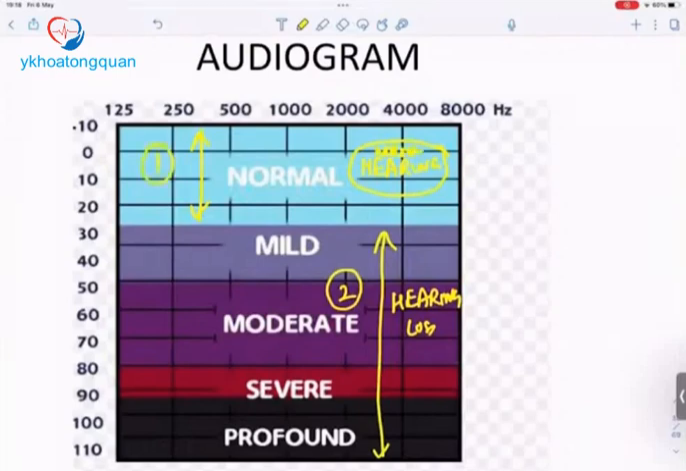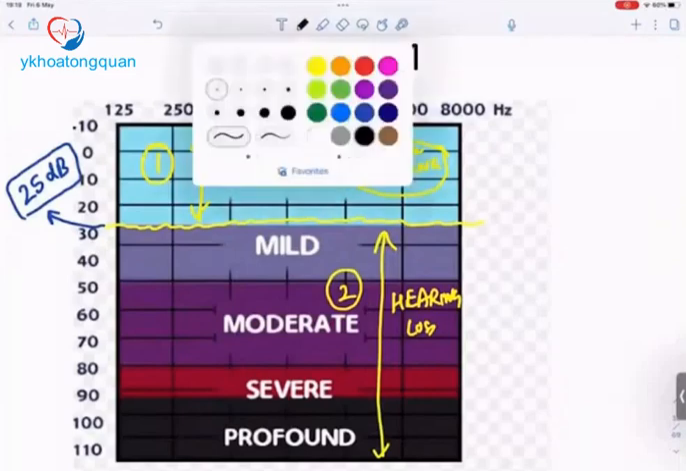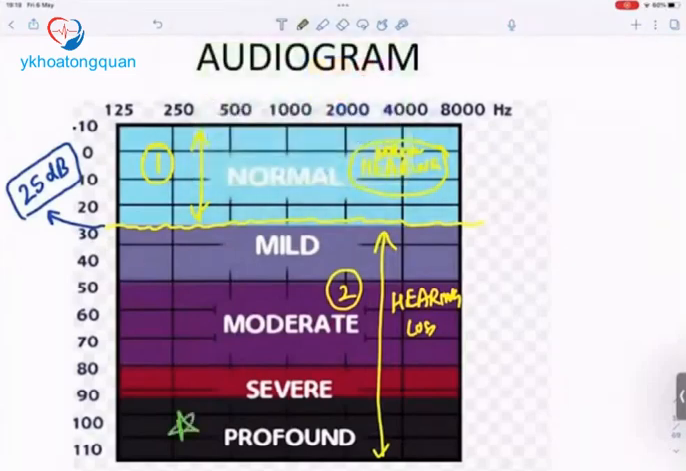Okay. So your hearing should not be coming below this line. And this line is 25 decibel. Your hearing should be up to 25 decibel. And if your hearing test is coming below this line, it means you are suffering from hearing loss. The more that line comes below, the more hearing loss you have. If somebody comes in the black zone over here, in this zone, it means you are deaf.